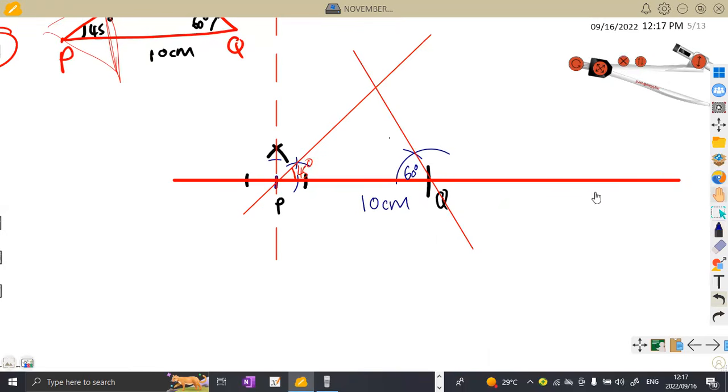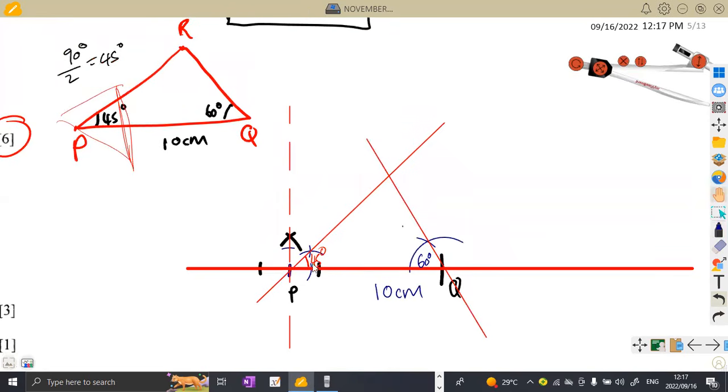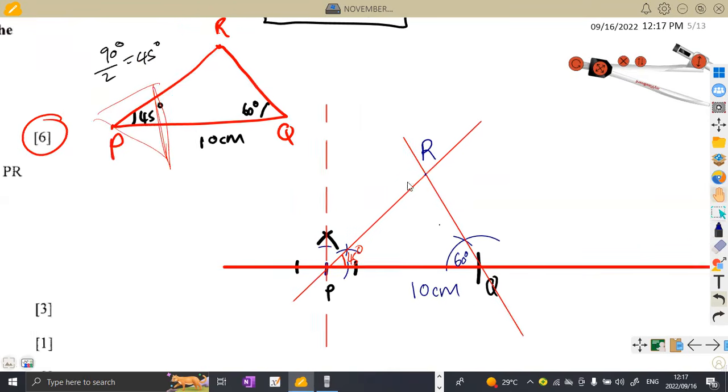So as you can see, the angle of 45 degrees and this angle of 60 degrees meet at a certain point here. Where these two meet, that is your point R. So this is where your R is, where these two meet. Okay, so now you have the point R. So that is what your diagram was going to look like. Okay, so just like that, guys.